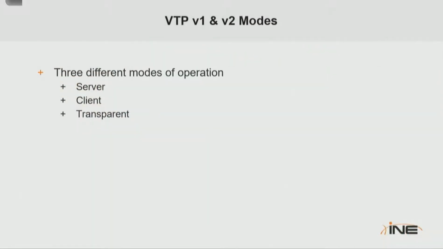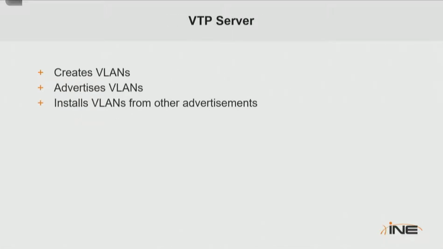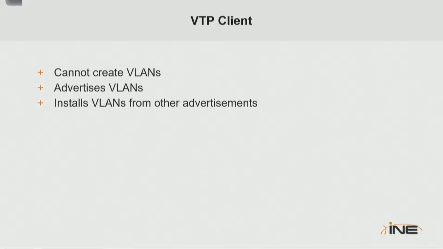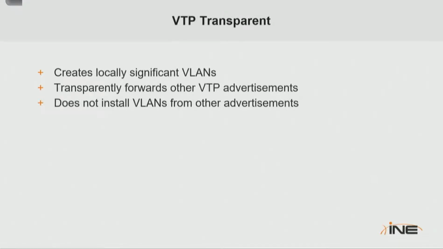So in VTP, we have three different modes of operation. We have server, client, and transparent, where server is going to be in charge of creating the VLANs, advertising them, and then installing the VLANs from the other advertisements. The VTP client cannot create VLANs, but it can advertise them and it can install VLANs from other advertisements. And last but not least, the VTP transparent switch creates locally significant VLANs. It forwards other VTP advertisements, but it doesn't install VLANs from other advertisements.